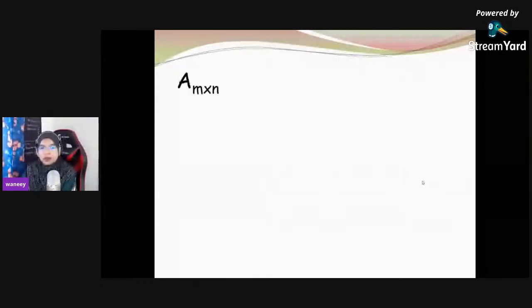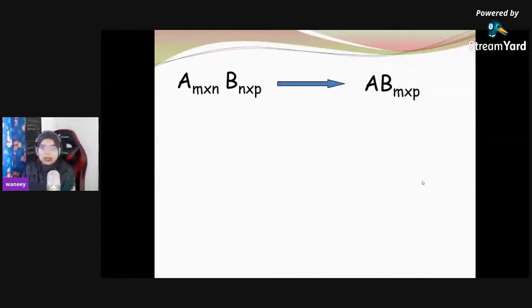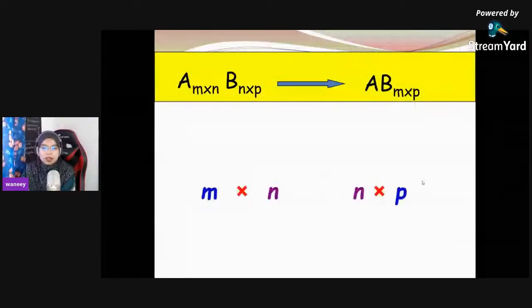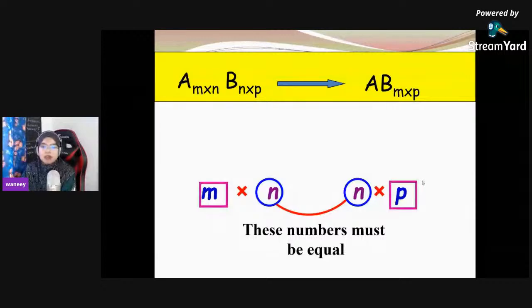Or if we refer to the diagram, if let's say you have A m by n, B n by p, so the product is AB actually m by p. A similar number, you times them, so that is how you get m by p. So those two numbers must be equal before we can actually times them, otherwise we cannot times.